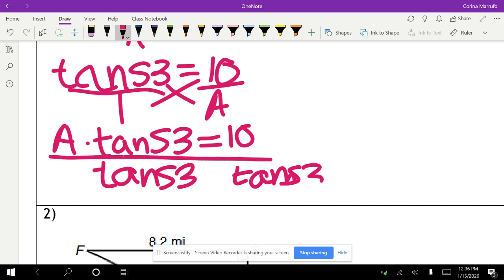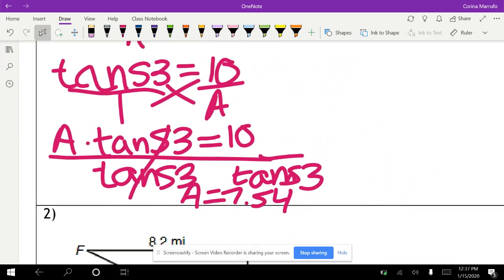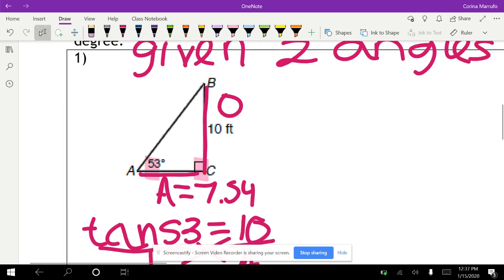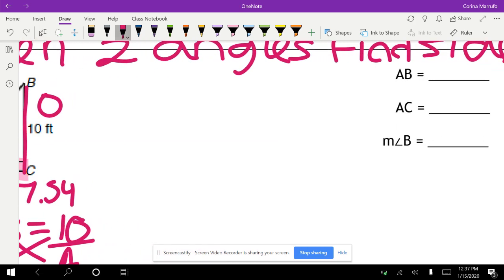So this cancels, and then we punch in our calculator 10 divided by tangent of 53. Oh, you know what? My calculator isn't in degrees. Let's see. It gives us 7.54. So A equals 7.54. Here is 7.54, which is A to C, and they want us to write our answer over here, and it's AC. So 7.54.